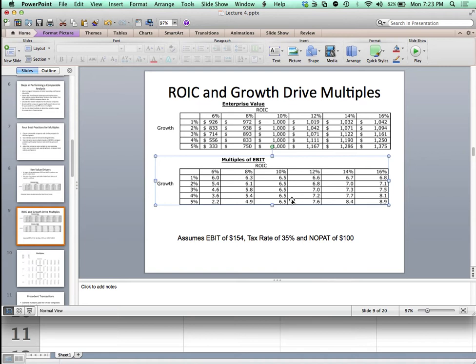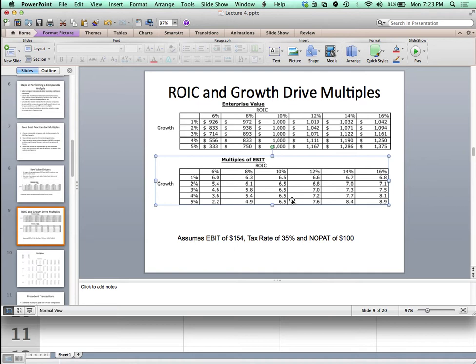Right? So if the costs of capital and the capital structures are about the same, if the tax rates are about the same, and the non-operating items are about the same, the real differentiator in multiples is growth and ROIC. So to keep it simple, when we think about multiples, multiples are really an expression of growth and ROIC, right? Now they're an expression of more than that, but typically we're assuming that there's not that much of a difference from peers.